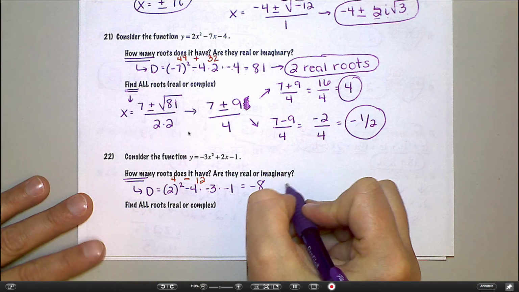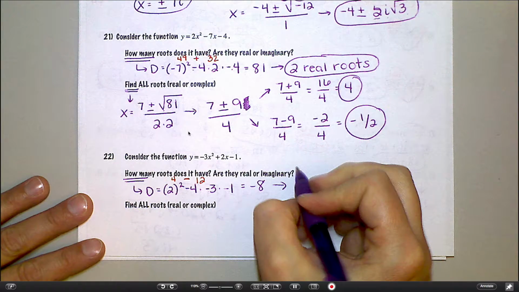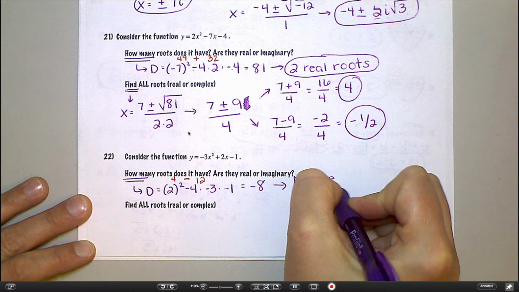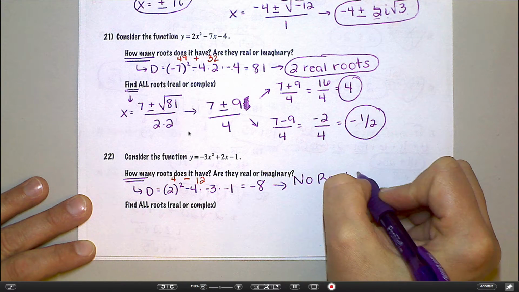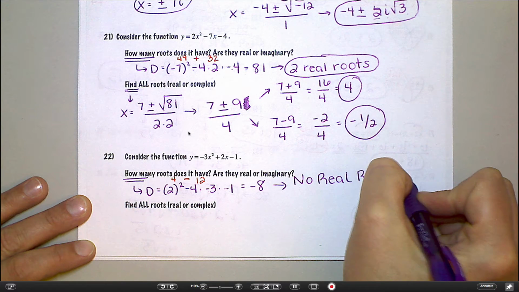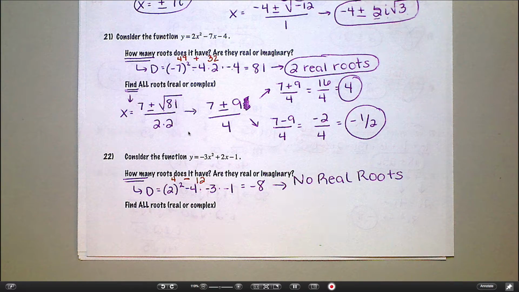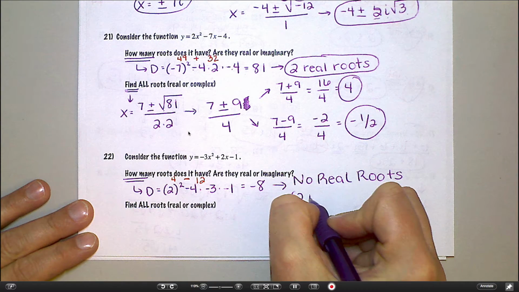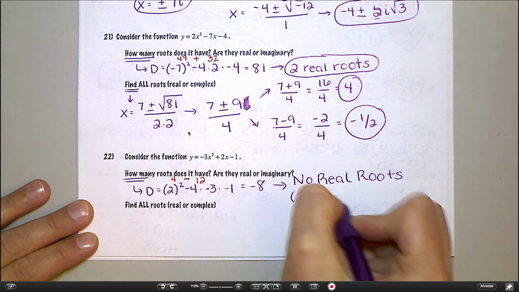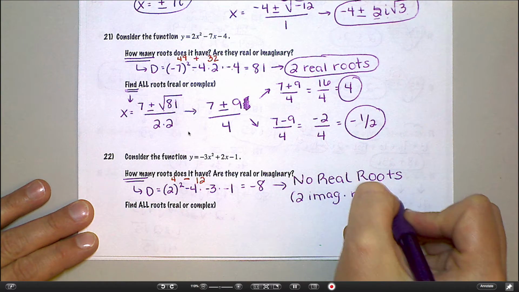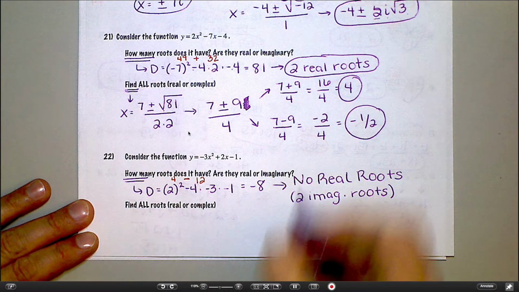So from this one, I would take either one of these responses. You could say there are no real roots, because your discriminant is negative. You could also say that means I have 2 imaginary roots. So when you don't have real roots, you have 2 imaginary roots. Either one of those responses would be considered correct.